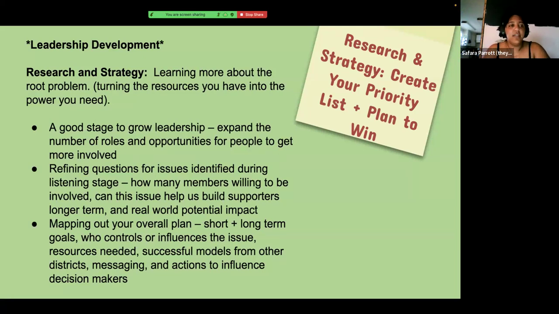So this is like Drew said earlier, a really crucial point for leadership development. And what you want to do in this stage is start creating the norms and the roles that people are going to fill to make your campaign and/or organization, however you decide that you want to organize.